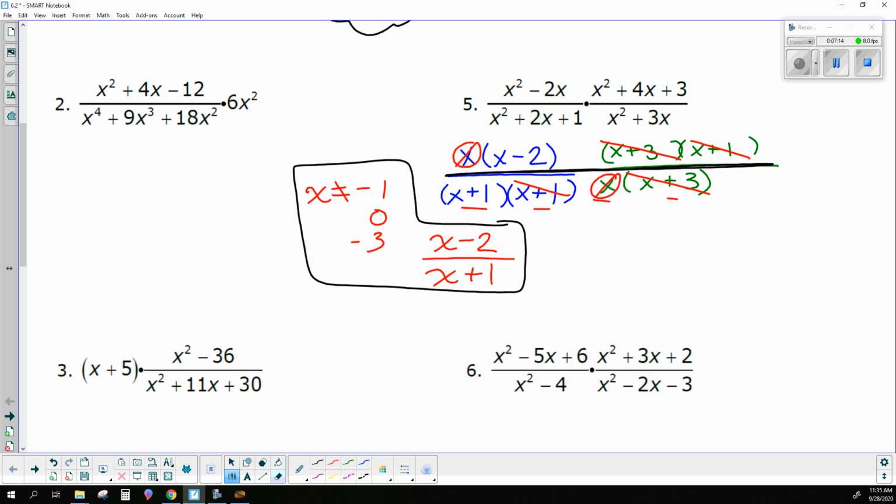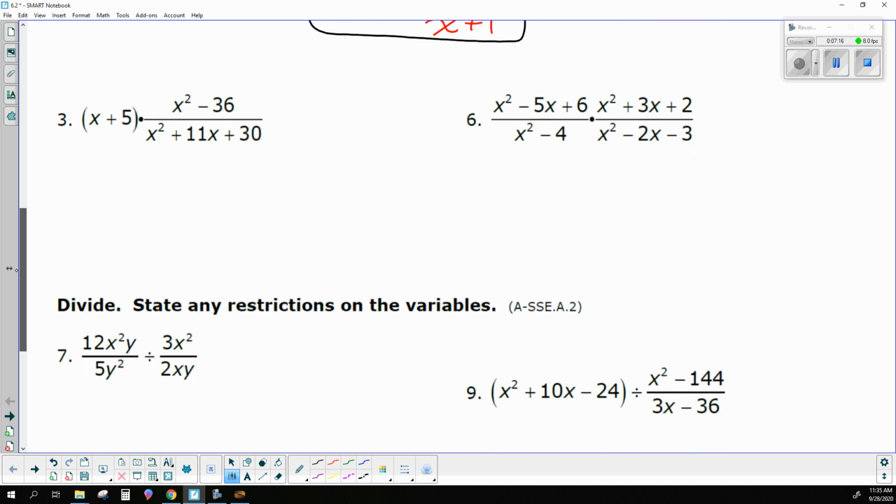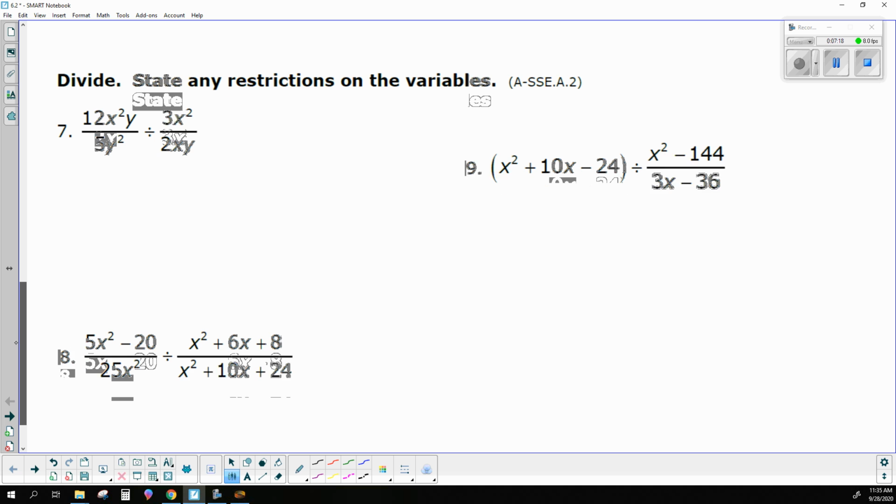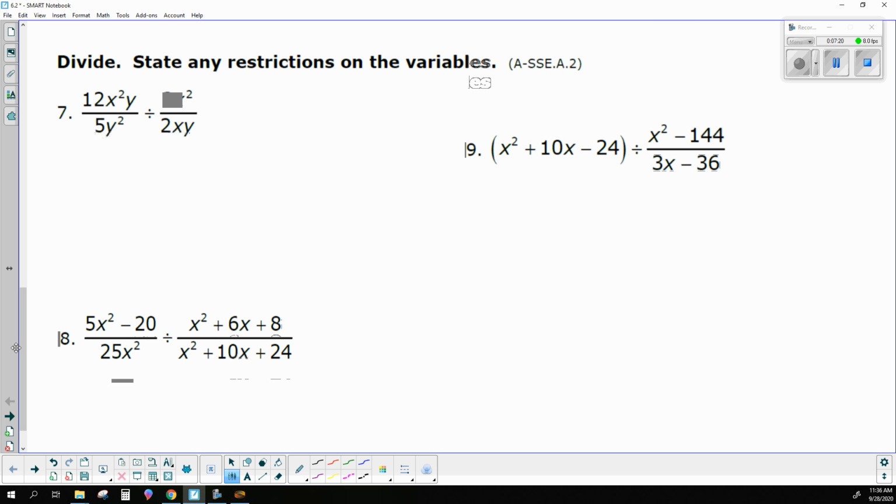So let's address some division. If you remember, when you divide a fraction, you technically multiply by the reciprocal, right? You flip the second fraction, and you end up multiplying. We're going to do the same thing here. So the process is fairly simple.